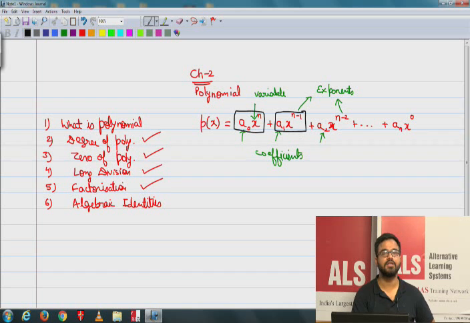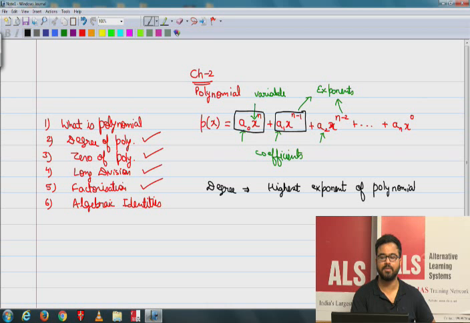Now, what is the degree of the polynomial? The degree of the polynomial means the highest exponent. The highest exponent of a polynomial is called the degree of the polynomial. Generally we write a polynomial as p(x), but you can also write q(x), a(x), k(x), whatever name you want to give, because p indicates the name of the polynomial and x indicates the variable used in the polynomial.